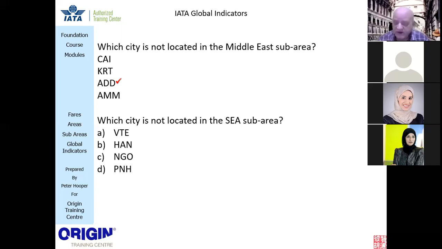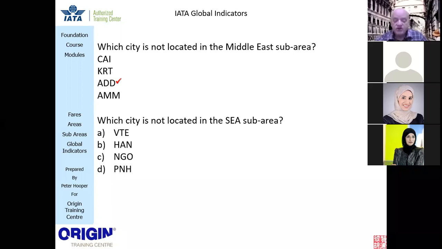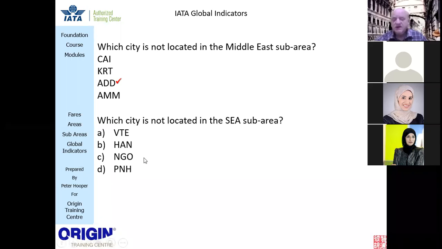Like VTE, Nagoya. Yes, you got it already. VTE is Vientiane in Laos. It's not around India. It's not in Japan and Korea, and it's not in Southwest Pacific. So that one must be in Southeast Asia. Anyone know where HAN is? Hanoi, Vietnam, definitely Southeast Asia. NGO, Nagoya, Japan. That's not in Southeast Asia. That's in the Japan-Korea sub-area.